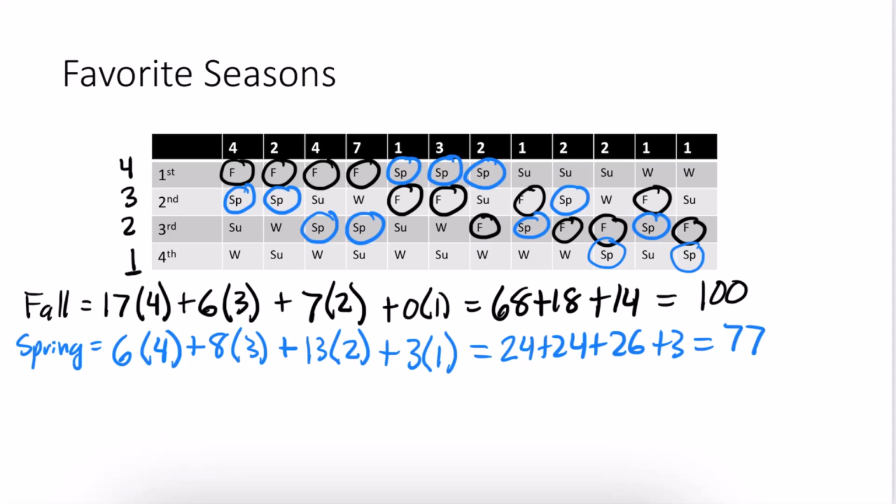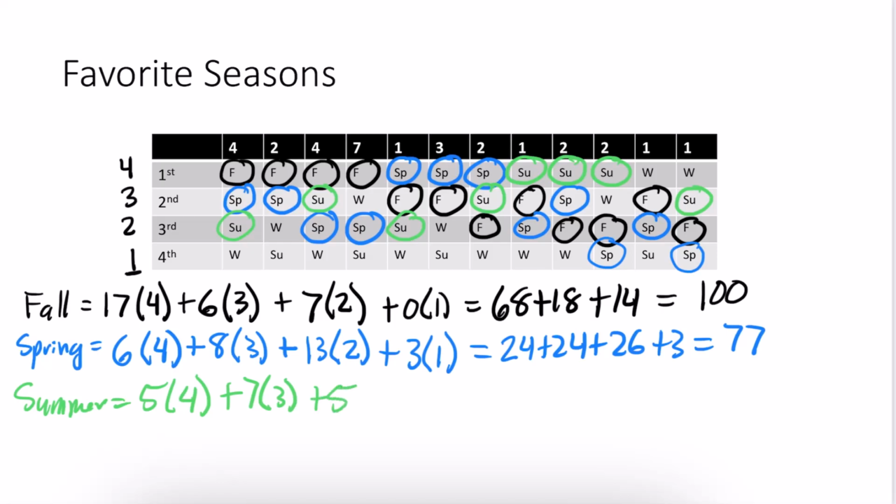Then I'll go through and do the same thing for summer. And I'll say, okay, well, my summer first choice votes are going to be 1 plus 2 plus 2. So I have 5 first choice votes for summer, which each get 4 points. And then for second choice votes, I have 4 plus 2 plus 1. And so that would be a total of 7 second choice votes, which each get 3 points. And then for third choice, I have 4 plus 1.